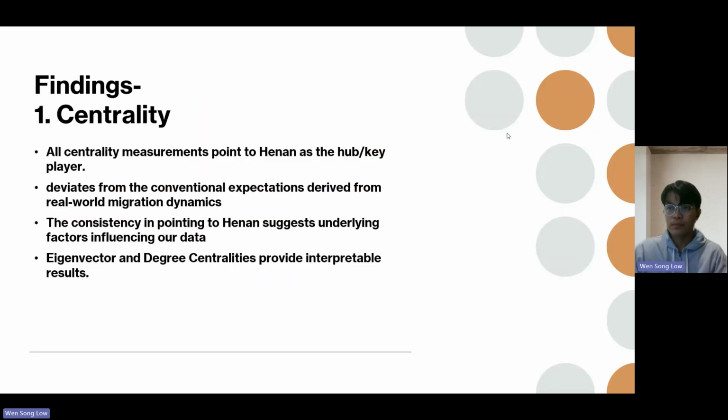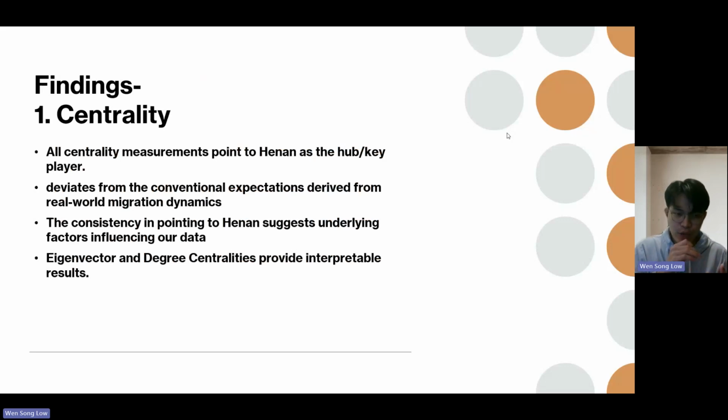My first finding is from the centrality measurements. I use four different centrality measurements: degree, betweenness, closeness, and eigenvector. I find that all of my centrality measurements point to the province of Henan as the key player in my network. And this actually deviates from the conventional expectations that we would have from real-world migration dynamics.